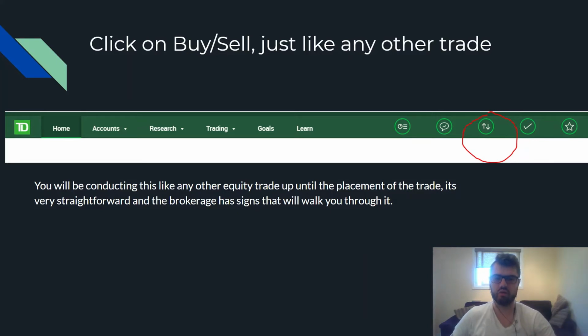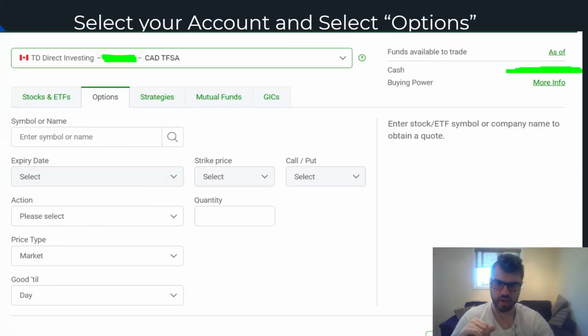I've circled that in red. It's very straightforward, and the brokerage will have signs to walk you through. So I'll show you guys that right now. Once you've clicked on buy/sell, this is where you're going to get up. Usually it pre-populates for you. The default is stocks and ETFs over there on the left-hand side, but you're going to switch over to options. Okay, so you are literally just going to fill out whatever it asks you. Make sure not to miss anything, and I'll go over some things that people usually miss at the end.